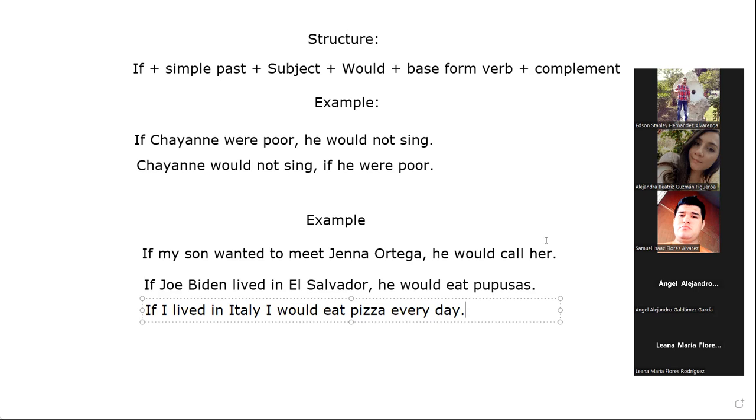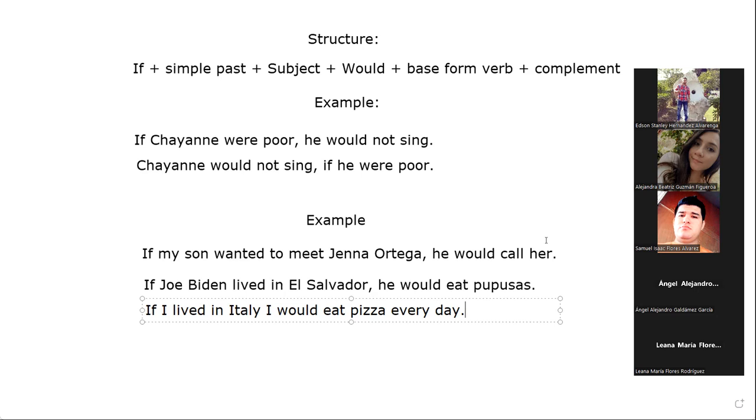Raul Edson, I wish my girlfriend would spend more time with me. Very good example, Edson, and very sad. Raul, if I didn't have to work, I would spend more time with my family. Very good. If we left now, we would avoid the traffic. Very good job, Raul Edson, again.